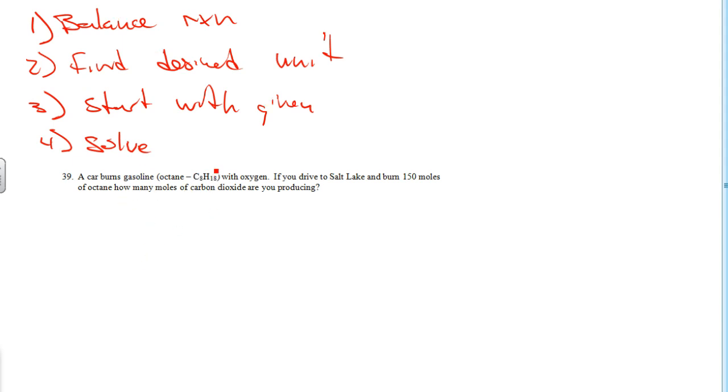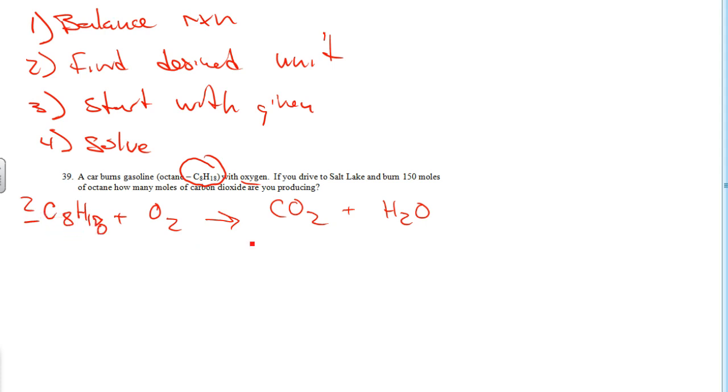We know this is octane. That's a hydrocarbon. So we have C8H18 with oxygen goes to, and these always make CO2 and H2O. Remember, you always start with the 2. That means that now we have 2 of all of this, so 2 eighths is 16.